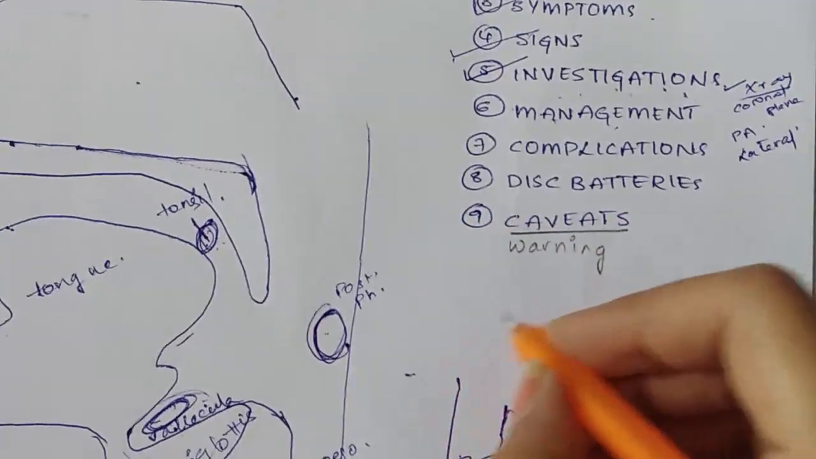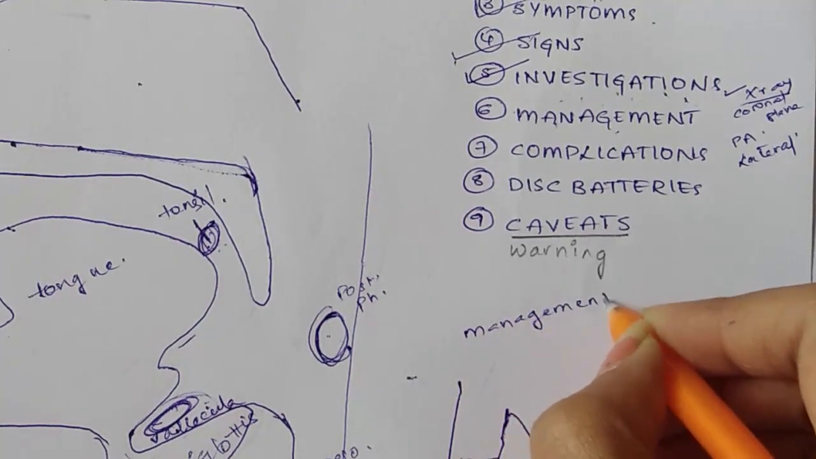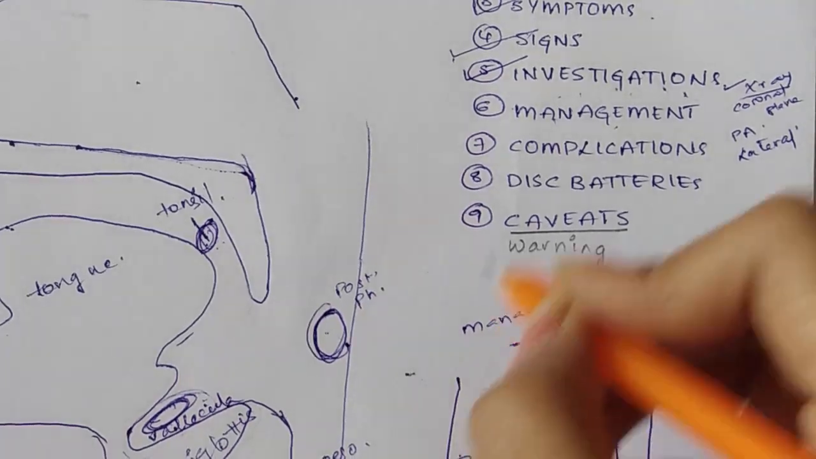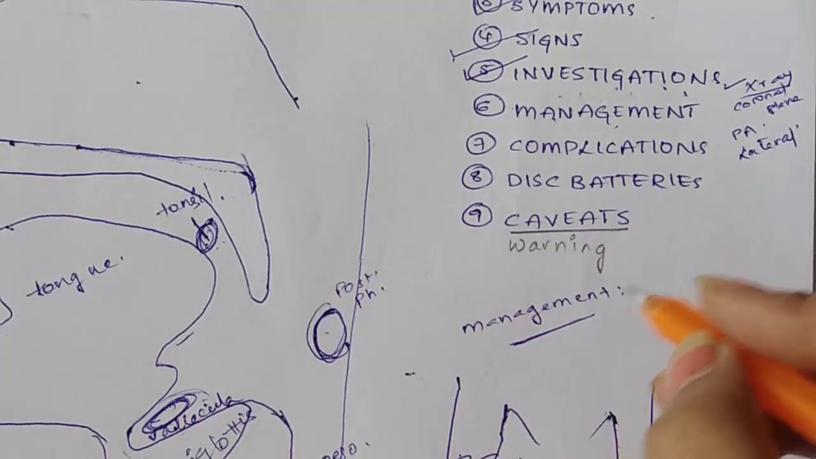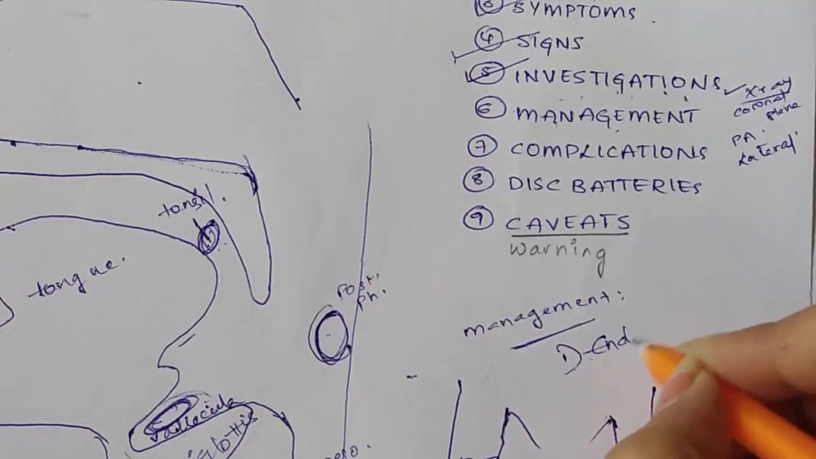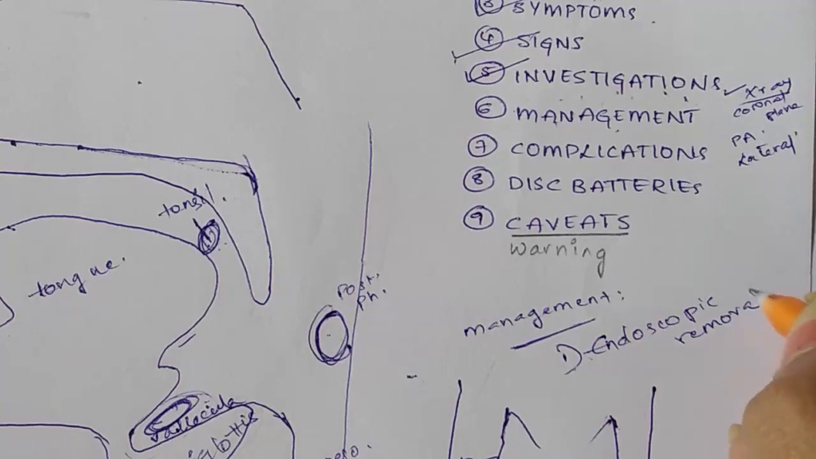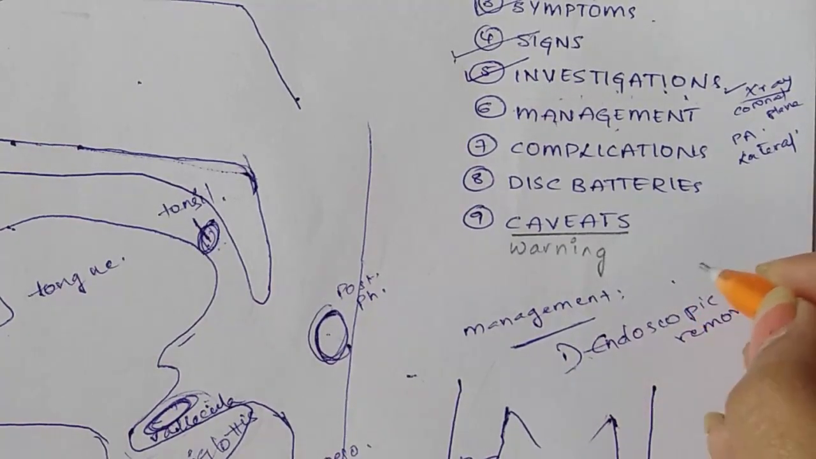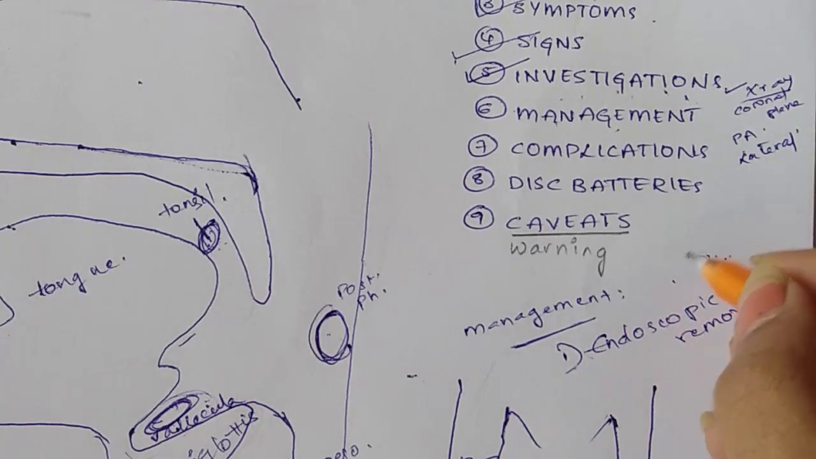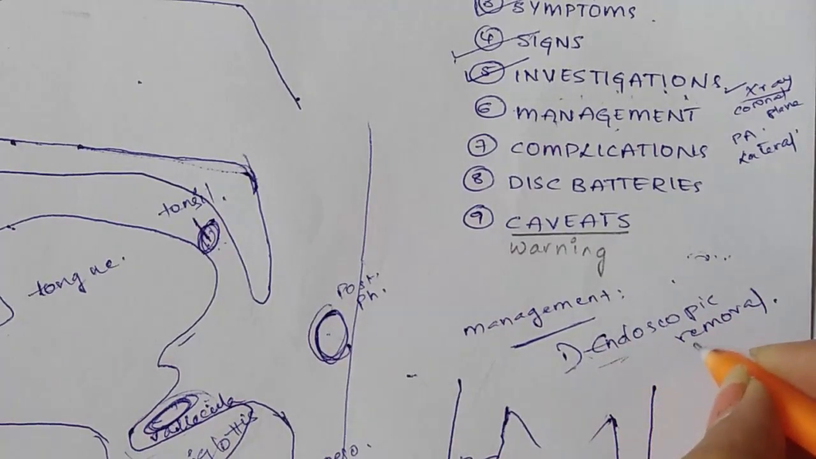First of all, management. Management is removal of the foreign body. We have to do anything to remove the foreign body. First we can do endoscopic removal. We can pass the endoscope into the esophagus and locate the foreign body, and we can easily remove it with the help of forceps. That is endoscopic removal.